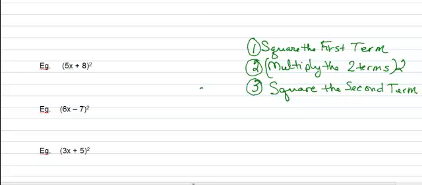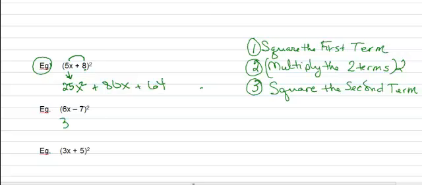Alright, so let's go back to this example. So we square the first term, it's 25x squared. We multiply the 2, rather, so 5x times 8 is 40x, and then we multiply that, remember, times 2, so that makes it 80x, and then we square the last term, so that's 64.